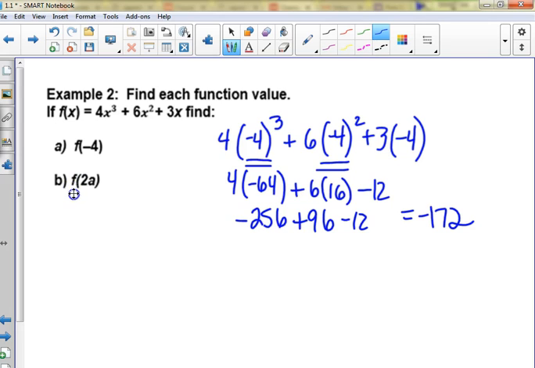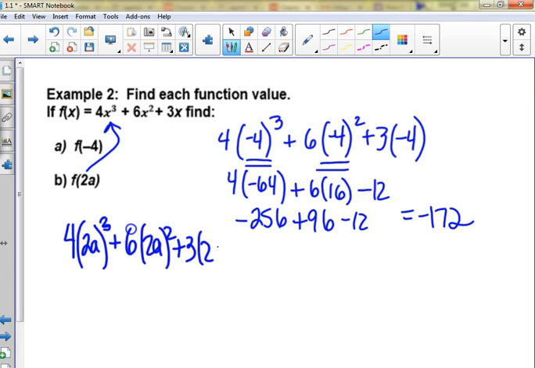All right, what are we supposed to do for the second one? We're supposed to put a 2a in. So what will I write down? 4 times 2a quantity cubed plus, oh, it's cubed, just kidding. 6 times 2a squared plus 3 times 2a. Now, it's pre-calc. So guess what? We need to simplify that mess.